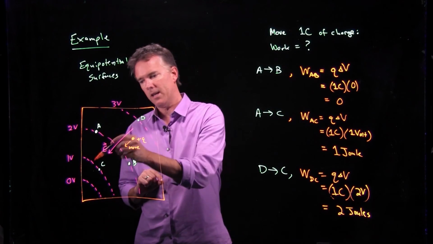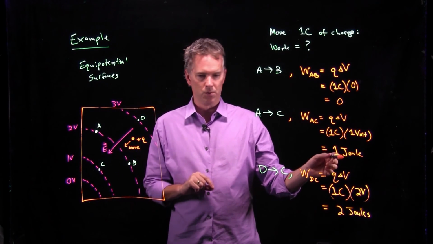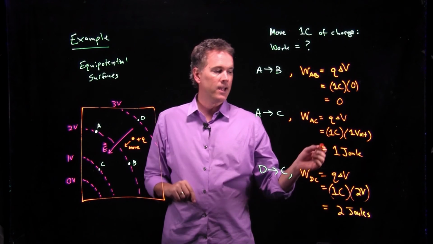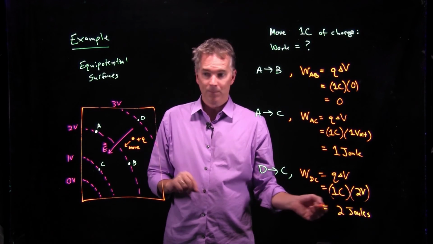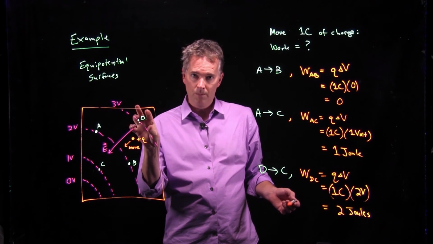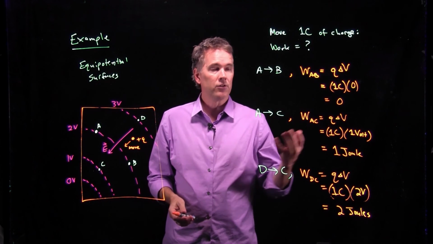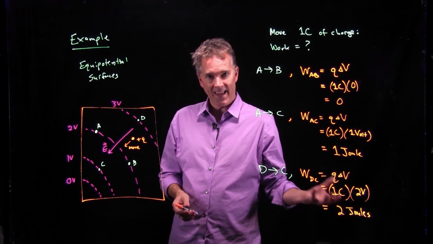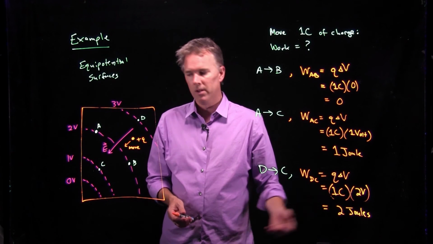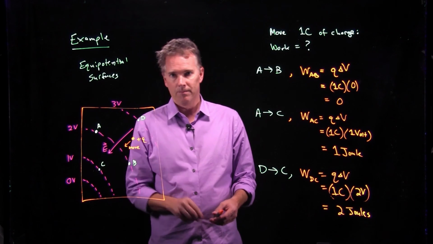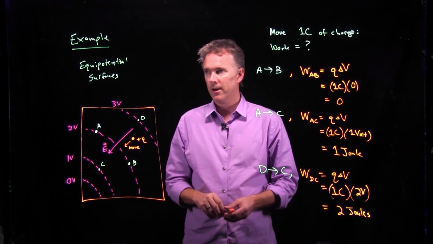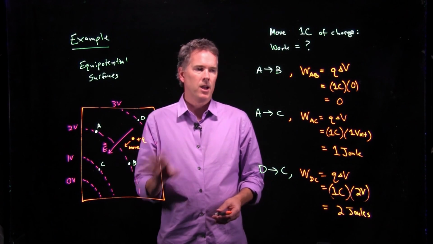What's the work done? It's positive 1 joule. For D to C, it's positive 2 joules. In other words, you just put the charge there and you let it go. The work done on it by the field is going to increase the energy of that particle by 2 joules. In that case, it will start moving very fast. All right, equipotentials and work.